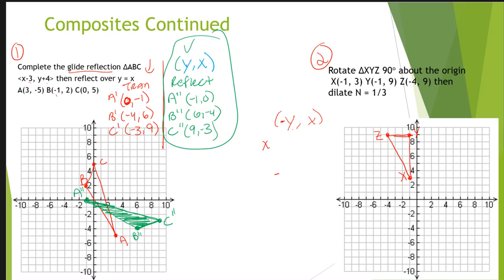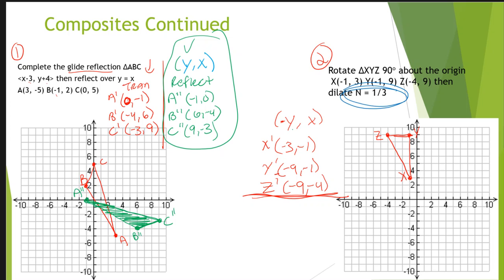So my X prime would be -3, -1. My Y prime would be -9, -1. And my Z prime would be -9, -4. Again, you can graph that if you want. I'm not going to graph both. I'm just going to now do the dilation. So now for the dilation, I need to use a scale factor of 1/3. So my X double prime after the rotation and now the dilation is going to be -1, and this will be -1/3.